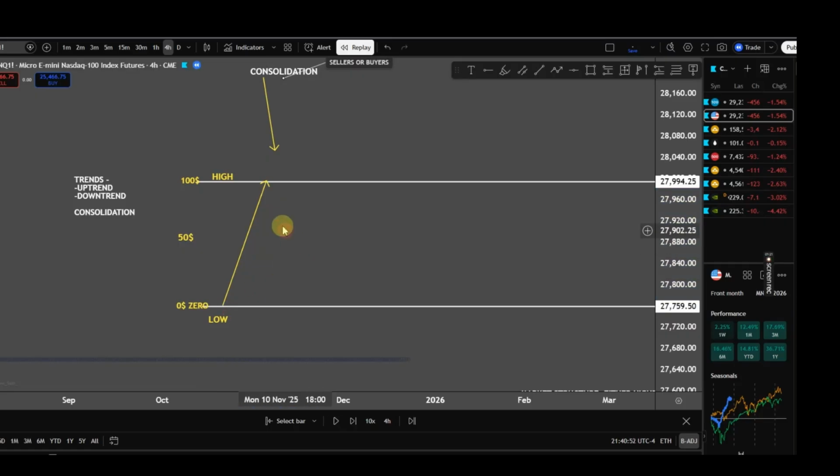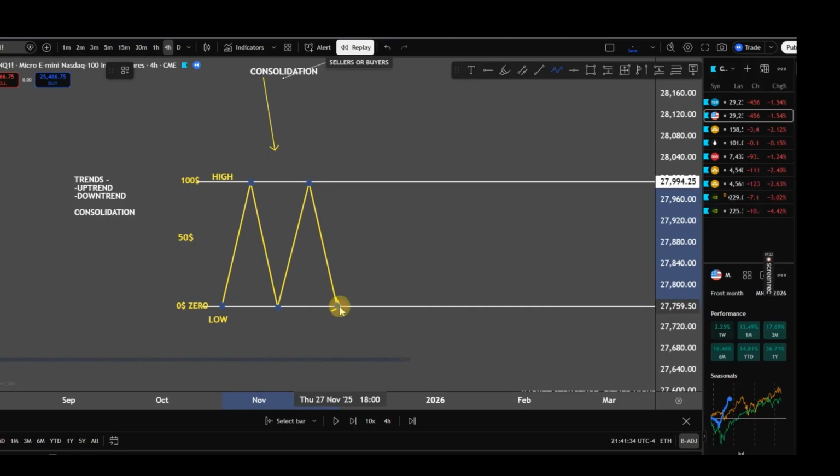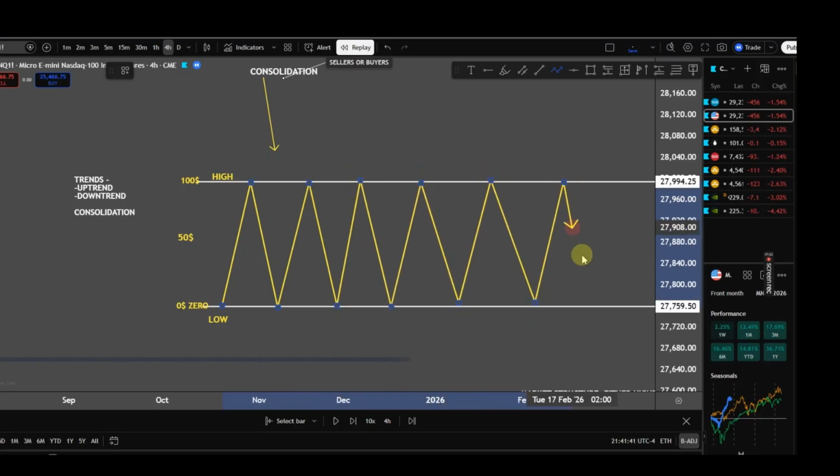So now, this being a trend, let's go back to trends. This yellow line is a trend. Right here we made a low. Candles closed right here and made a low. And then price came up past $50, all the way up past $50 to $100, made a high, and then comes back down, makes a low. Comes back up, makes a high, comes back down, makes a low. So then we got a high, a low, high, low, high, low, high, low.